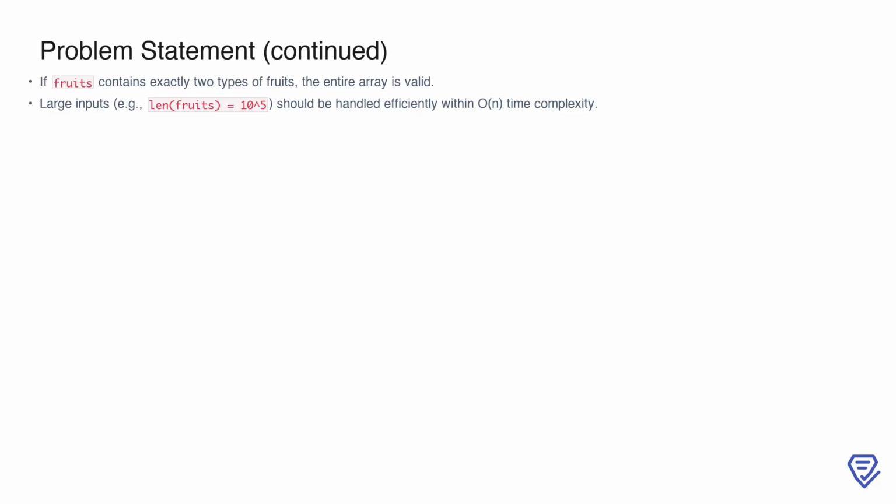If there are exactly 2 types of fruits in the array, the entire array is valid, and the result will again be the array's length. However, for large inputs where the length of fruits is up to 10^5, the solution must work efficiently in O(n) time complexity. This ensures that the problem can handle large datasets without performance issues.